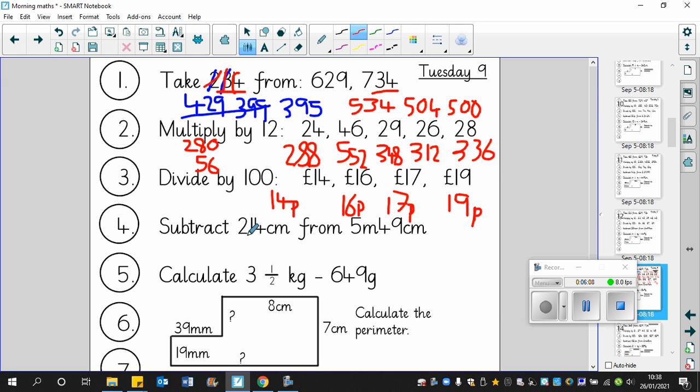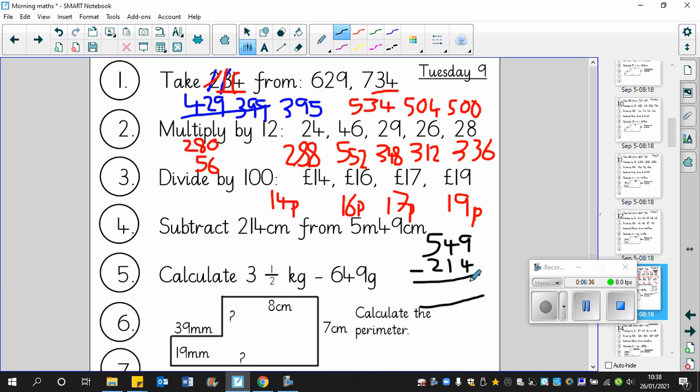Next question. Subtract 214 centimeters from 5 meters 49 centimeters. Now I'm going to have to do a little subtraction with decomposition here. So 549, take away 214. This isn't too bad actually. This is turning out to be quite easy in fact.